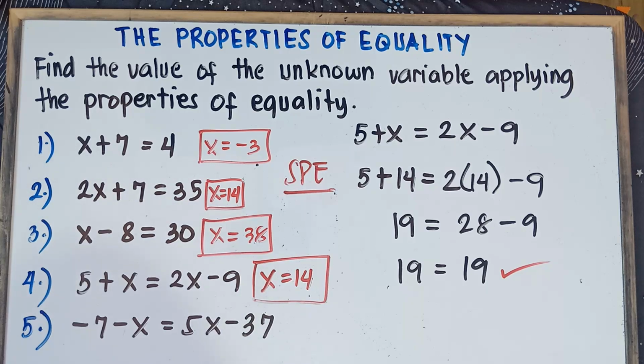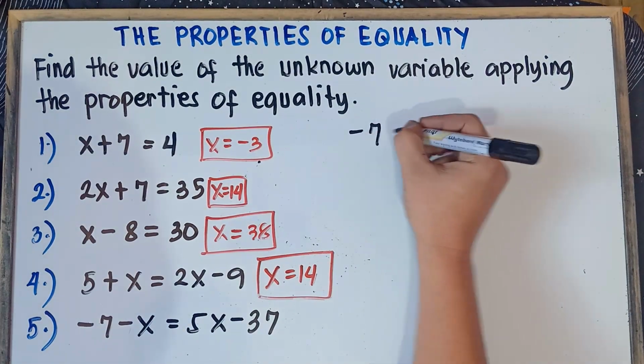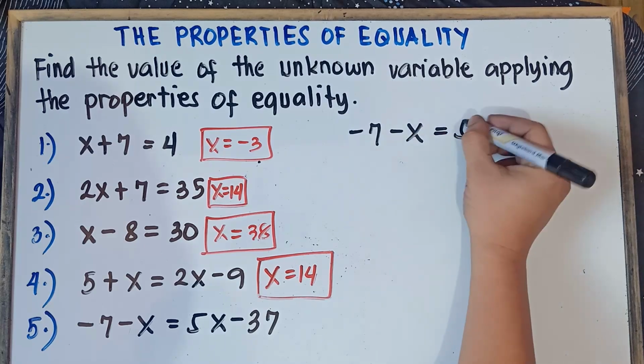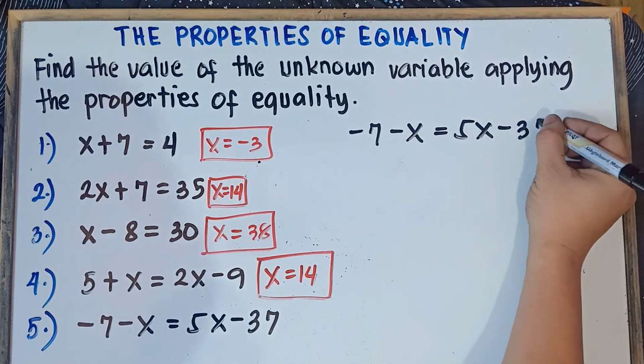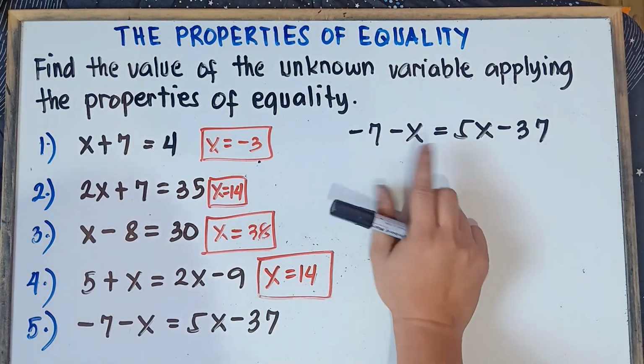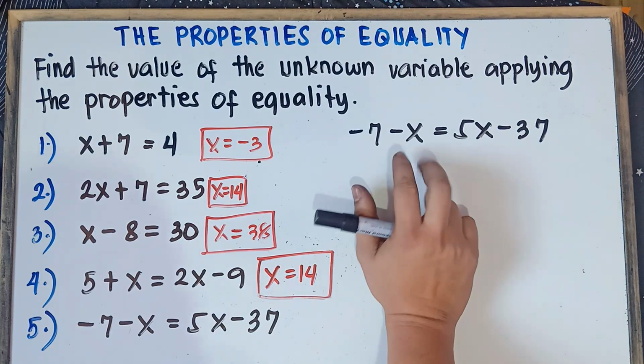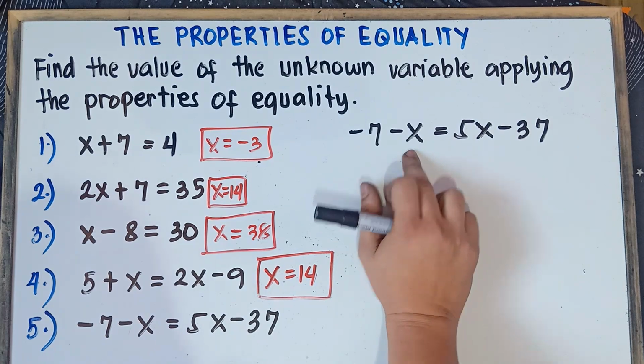So let's proceed now to example number 5. Alright, so let's have example number 5. We have negative 7 minus x equals 5x minus 37. Alright, so the first thing to do, class, is we need to eliminate this first x. We have negative x. So what would be the thing that we need to do, class, so that we can remove this x? That's correct.